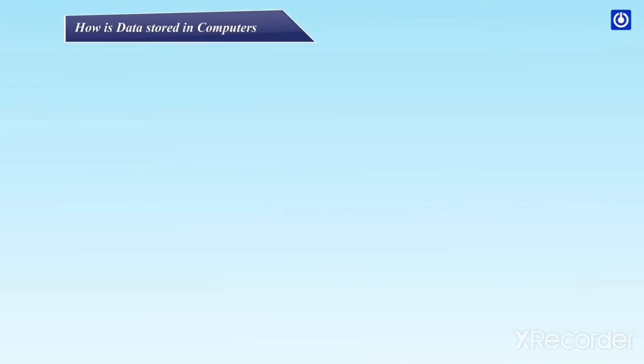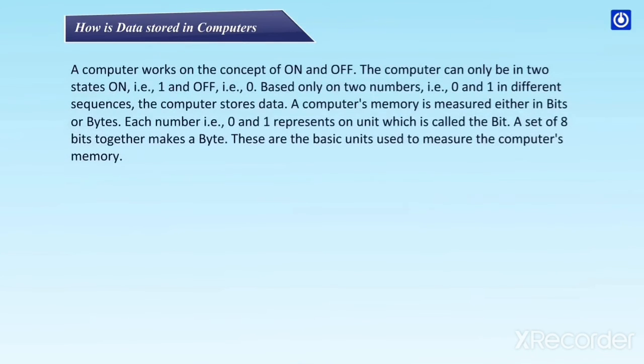How is data stored in computers? A computer works on the concept of on and off. The computer can only be in two states: on, that is 1, and off, that is 0, based only on two numbers, 0 and 1, in different sequences. The computer stores data. A computer's memory is measured either in bits or bytes.